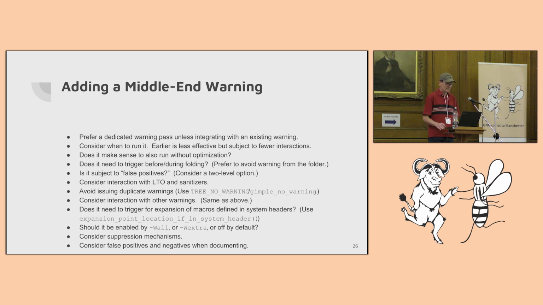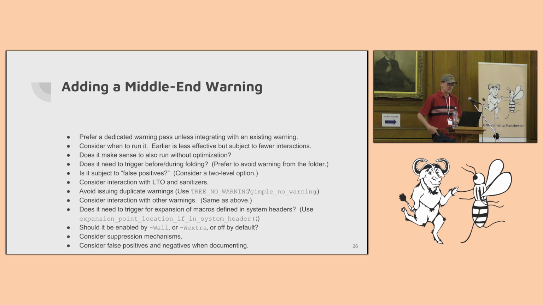Another question to ask yourself is, does it need to trigger before or during folding? Folding, I have the impression, is viewed as a sort of utility layer within GCC, and it's certainly being called from different passes throughout the compilation process. So there tends to be a preference to avoid warning from the folder. It's not always possible. In certain cases, you lose the important information that you have access to in the folder, and so for certain kinds of warnings, there's just no other way than to warn from the folder.